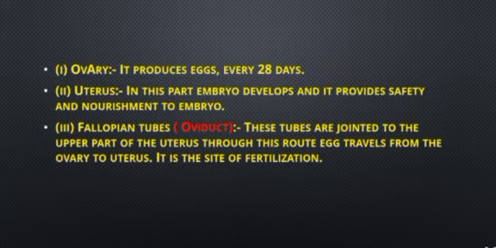And the third one is the fallopian tube, also known as the oviduct. These tubes are joined to the upper part of the uterus. Through this route, eggs travel from the ovary to the uterus. It is a site of fertilization. That last point is very, very important. And it's a tube, right? From both sides of the uterus, it has a hand-like structure called the oviduct, through which the egg passes from the ovary to the uterus, right? And this is also the site of fertilization.